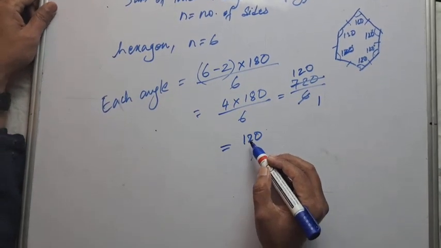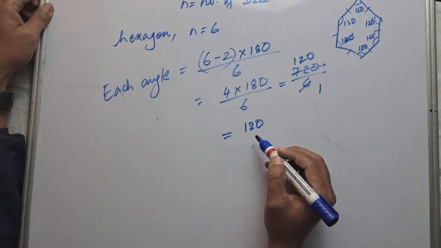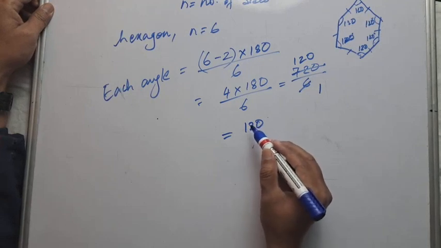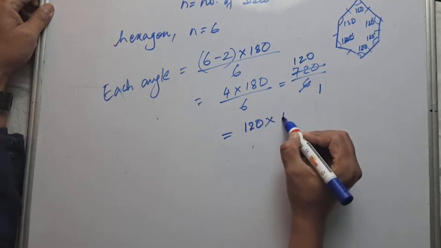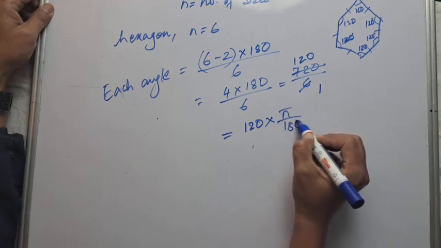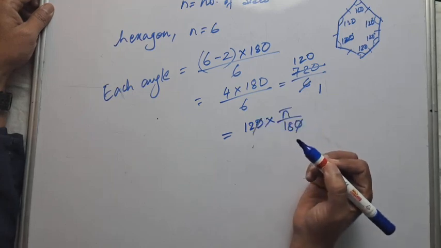Now this is the sexagesimal measurement, isn't it? We are asked to find this measurement, this value into circular value, okay. So into pi by 180. So 0 in and 0 cancels out.